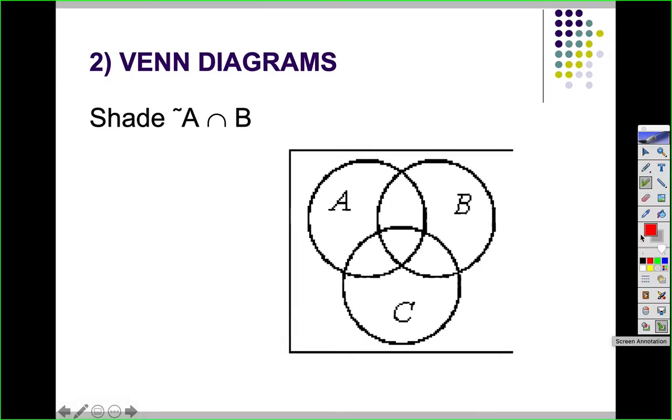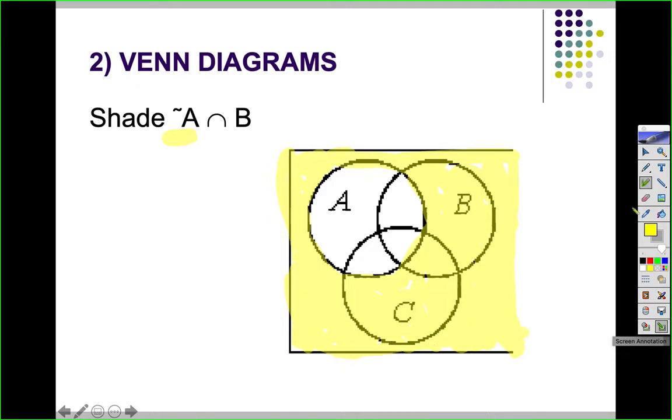So we'll start on the left, not A. Anything outside of A. This is a lot of shading because it's literally everything outside of the A circle. So the whole box, the whole world, except what's in the A circle. Okay, everything outside of the A is not A in the universe.